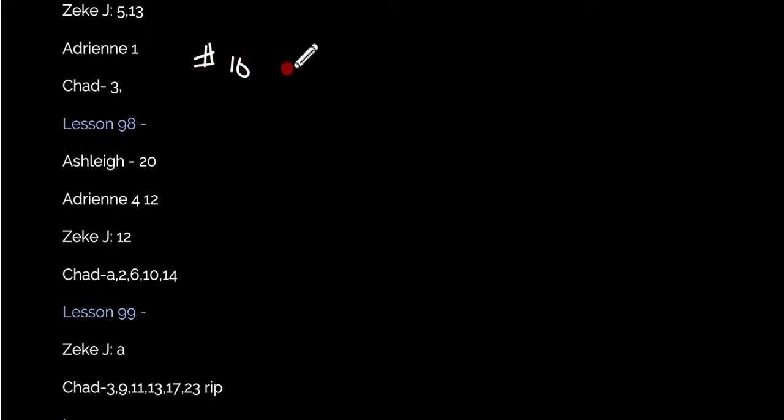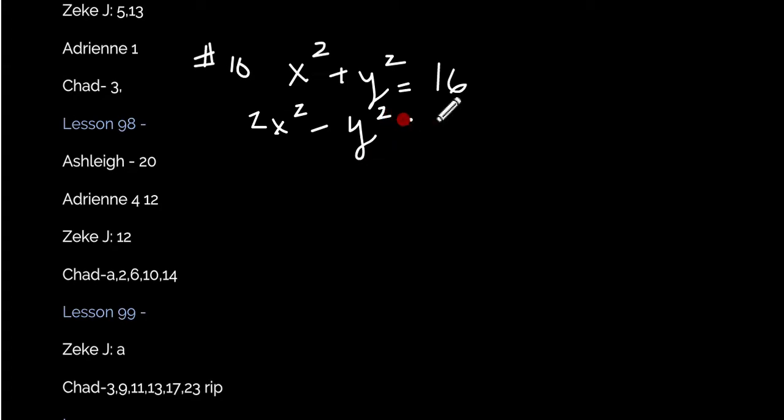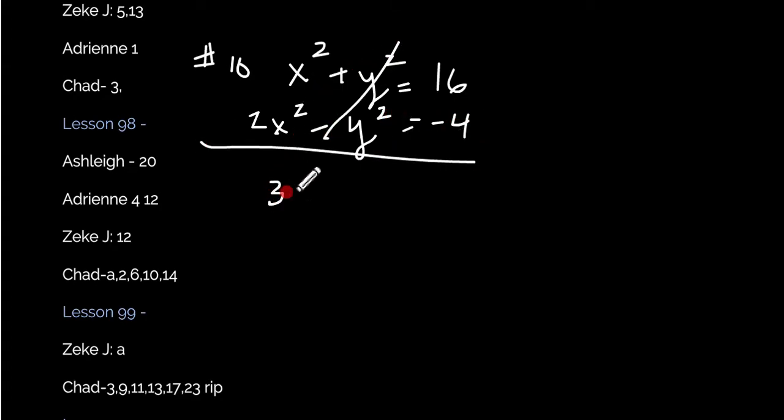So we have x squared plus y squared equals 16. And we get 2x squared minus y squared equals -4. These you can just add together. The y squareds cross out. You get 3x squared equals 12. X squared equals 4. And we get x equals plus or minus 2.